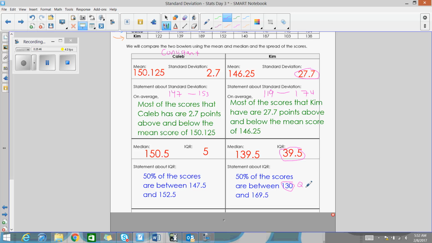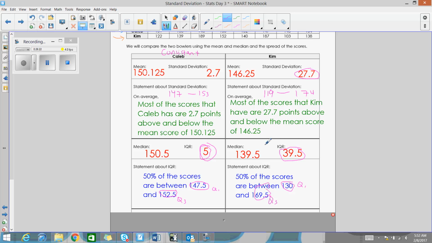This is my Q1 and this is my Q3. Same thing here, Q1 and Q3. That's how I got these scores. 50% of your data will fall in between here. So 50% of the data is going to fall between these 5 scores, whereas 50% of the data is going to fall between almost 40 scores. That's crazy. That's so not consistent. That means that this guy is just erratic, not sure what they're doing.